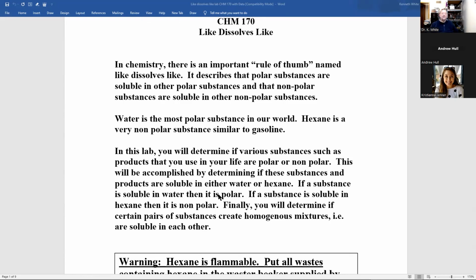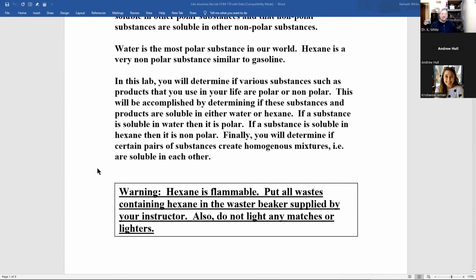Well, in this lab, you're going to determine if various substances, such as products you use in your daily life, are polar or nonpolar. This can be accomplished by determining if these substances are soluble in either water or hexane. If they're soluble in water but not hexane, they're polar. If they're soluble in hexane but not water, they're nonpolar. And sometimes it can be both. Like I said, if a substance is soluble in water, it's polar; in hexane, nonpolar.